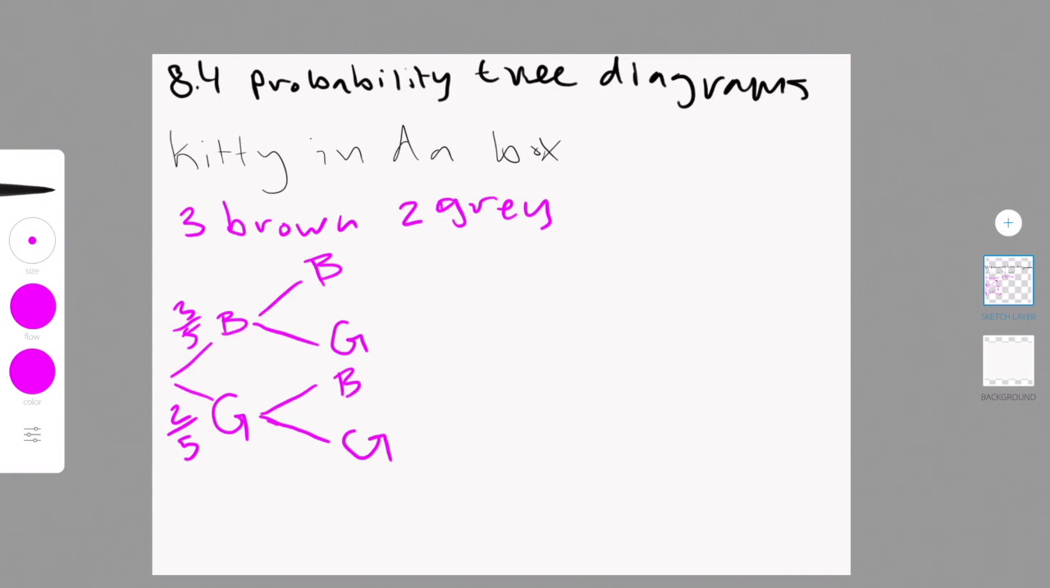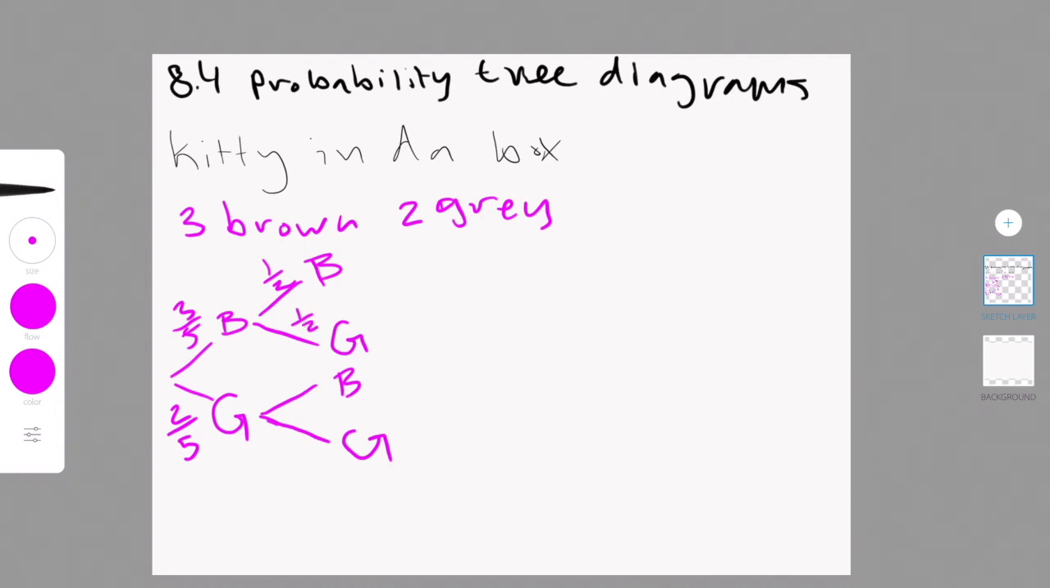And then, when going for the second kitten being picked out, for brown to pick another brown one, there would be 1 less brown, which means there are 2 browns in the box now, and 2 grays, which means it would be 2 out of 4, which is 1 out of 2, right? And for gray, it would also be a half chance.